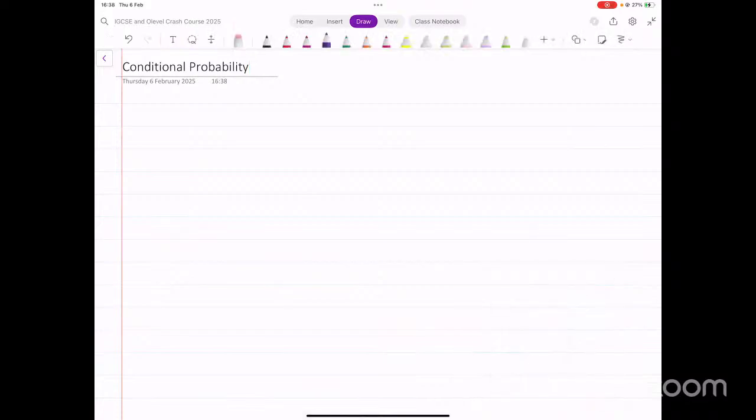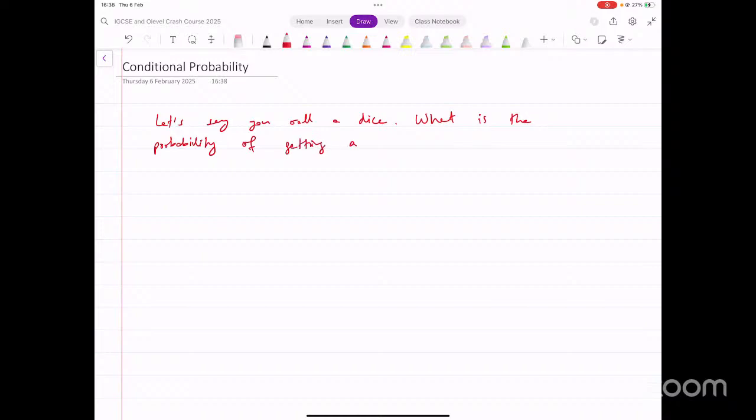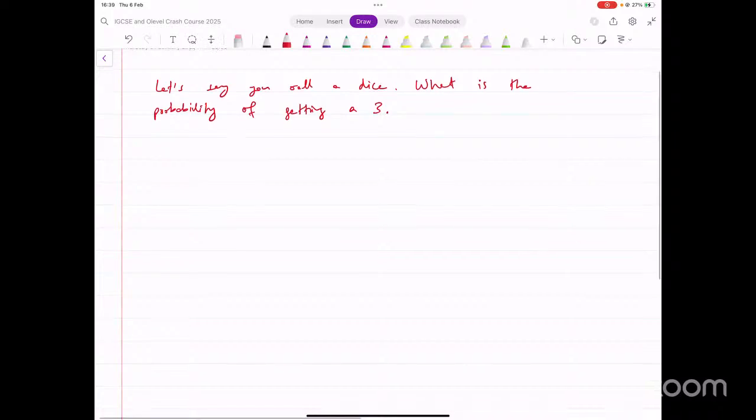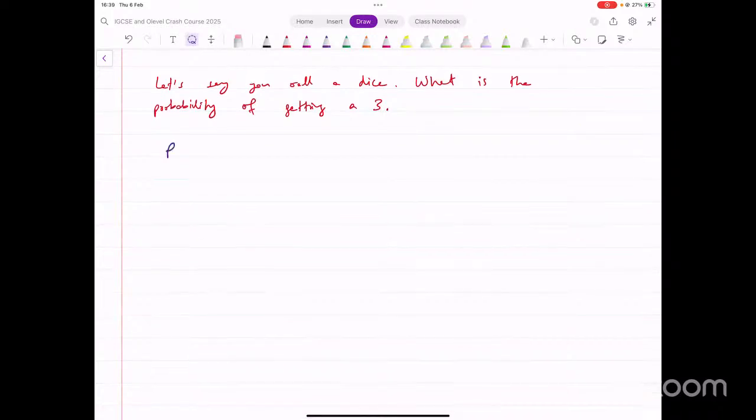Let's try to understand this. Let's take a very simple example of this first. Let's say you roll a dice. What is the probability of getting, let's say, a 3? So you roll a dice. What's the probability of getting a 3 when you do that? It's a fair dice. There are 6 possible outcomes on a fair dice. Probability of getting a 3 is going to be 1 out of 6, right? So that's really straightforward. One outcome is 3, and the total number of possible outcomes is 6. So the probability is therefore 1 out of 6.